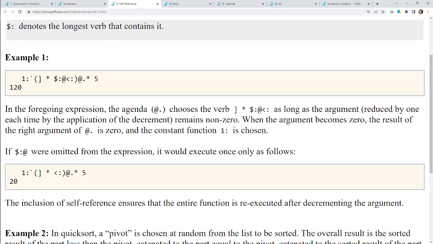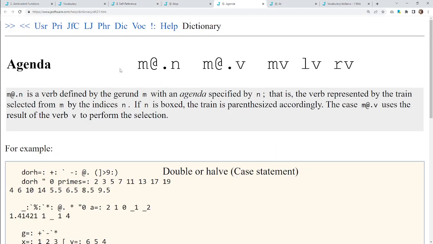So self-reference atop of the decrement. We can read this much, although what this self-reference atop does exactly, I only superficially get. Whatever. But this is decrement, so it's going to do the self-reference atop of decrement, and I do not know what this agenda means.